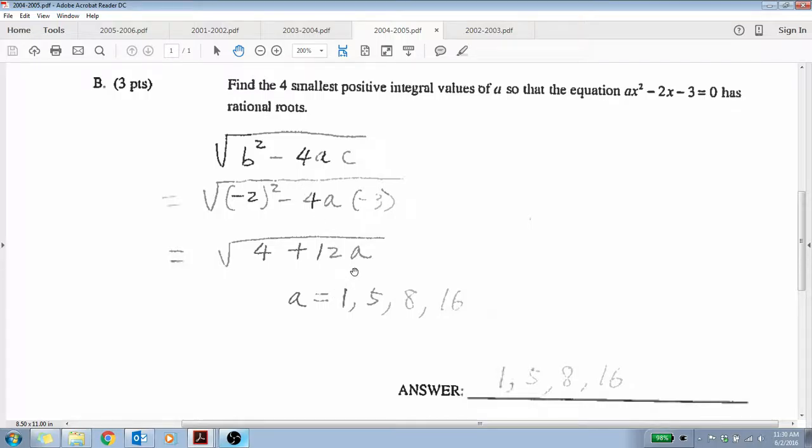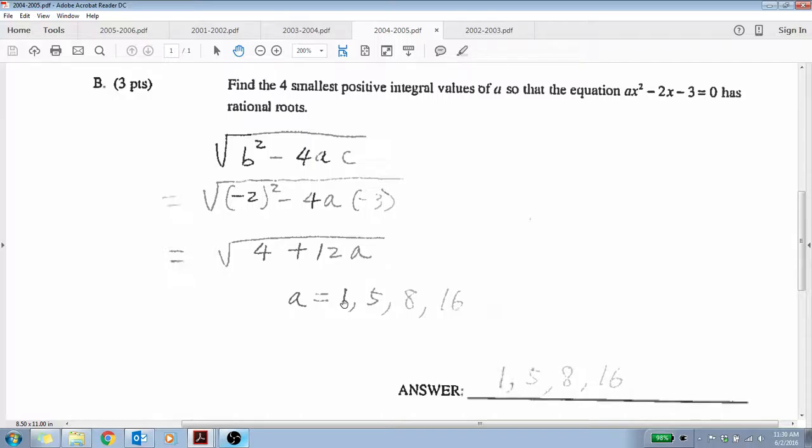Plug in 1 for a: 12 times 1 is 12, plus 4 is 16. That's a perfect square, so a equals 1 would give a rational number. If I plug in 2, I get 28, which is not a perfect square. Plug in 3, I get 40, not a perfect square. 4 gives 52, not a perfect square. 5 gives you 64, a perfect square, so 5 would work.